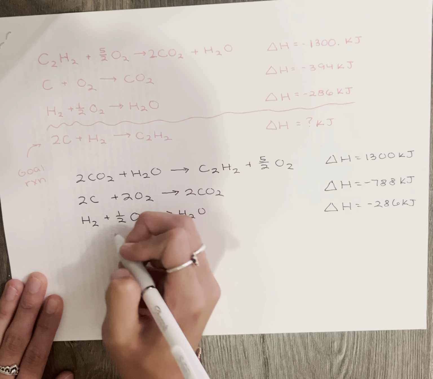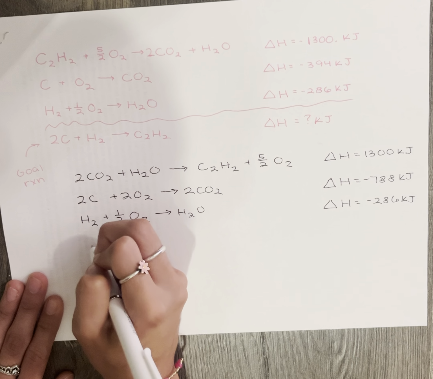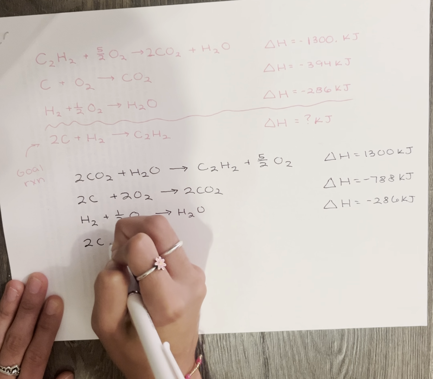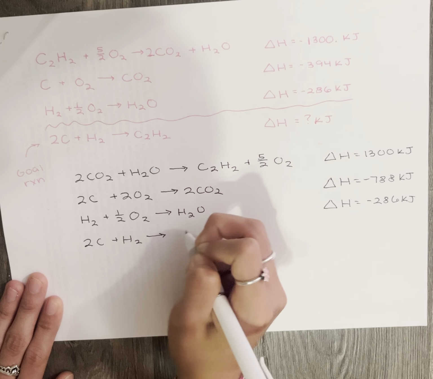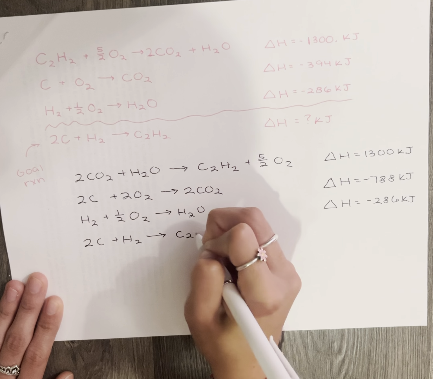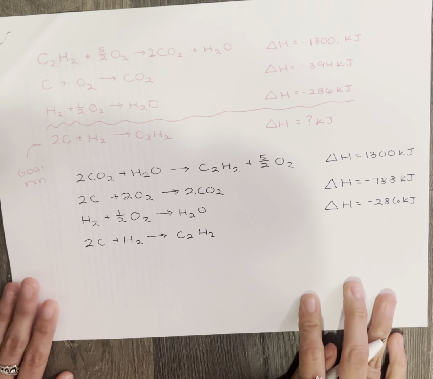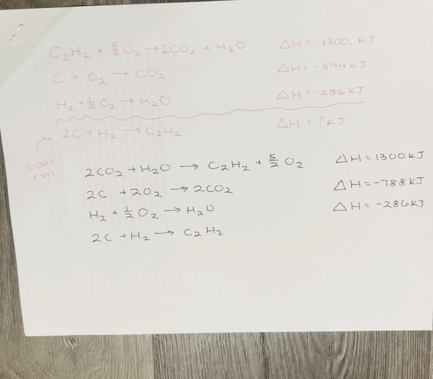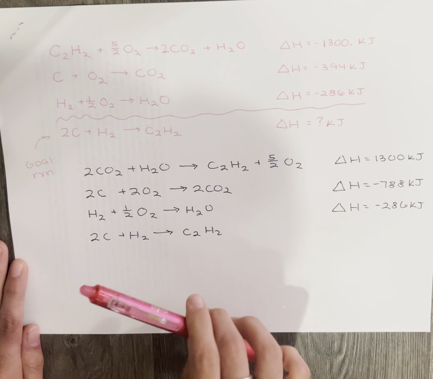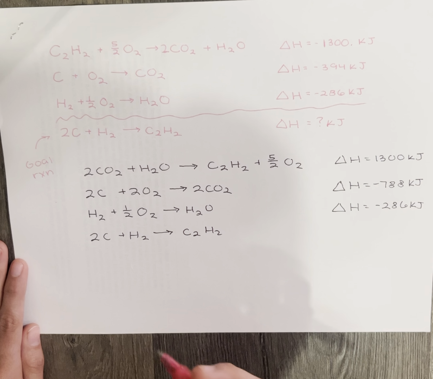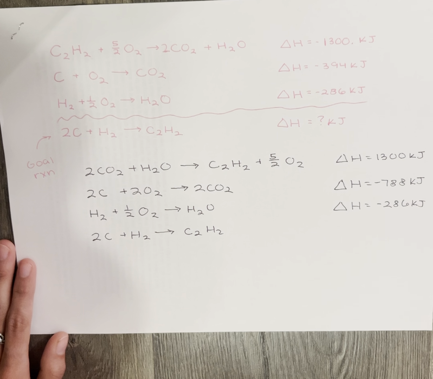Okay, and we want all of these to be able to match our goal reaction, so I'm just going to write it down here so it's easier to see. So 2C plus... okay, and now we know that when crossing out things, they have to be a product and a reactant, which is why we manipulated them and flipped them around the way that we did.